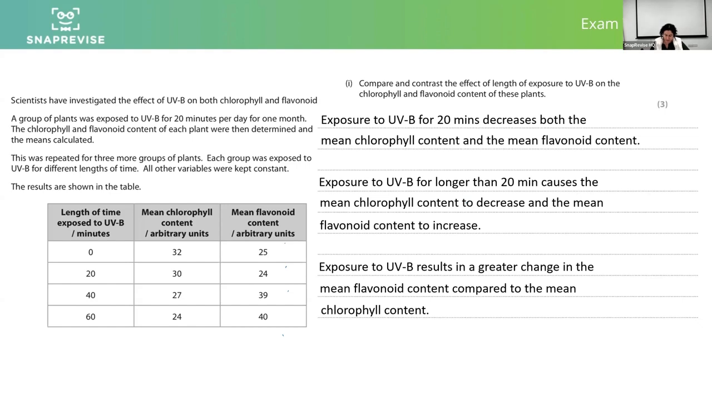So first, similarities. Exposure to UVB for 20 minutes decreases both the mean chlorophyll content and the mean flavonoid content. So here I have a decrease and here I have a decrease. That's 1 mark. Exposure to UVB for longer than 20 minutes causes the mean chlorophyll content to decrease and the mean flavonoid content to increase. So that's a similarity and that's a difference. So here, one has decreased, one has increased. Exposure to UVB results in a greater change in the mean flavonoid content compared to the mean chlorophyll content. So I'm also comparing the actual changes, the quantitative changes. That's another difference here.